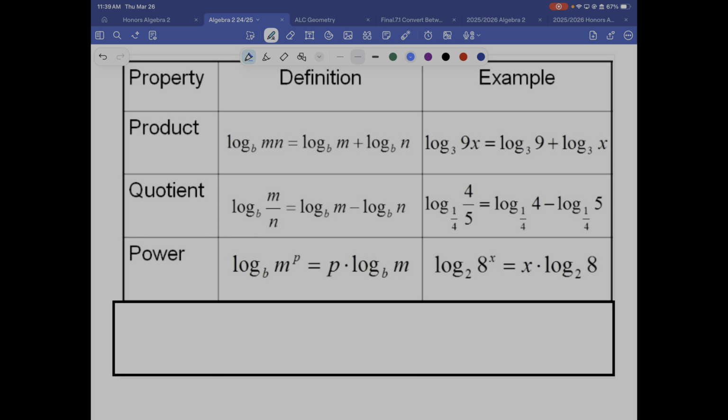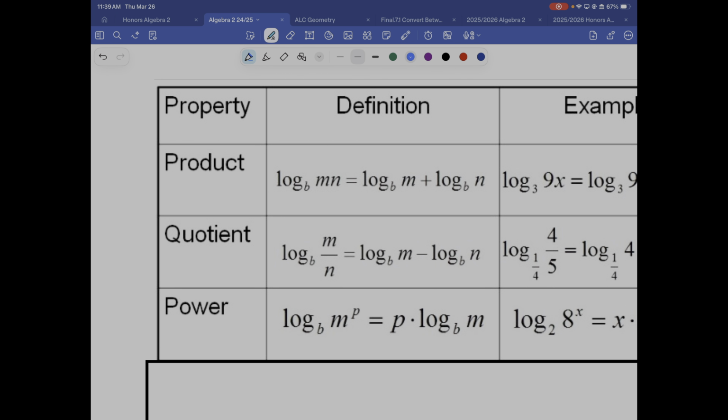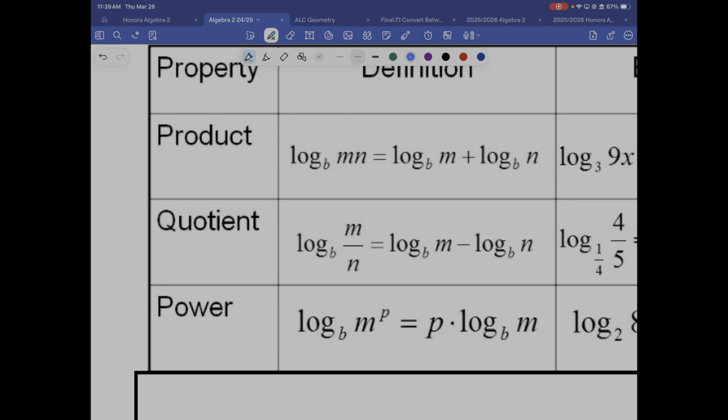So, product properties. 3 different properties and then examples of each, but we'll put the examples later. So, the product property says this: if I have log of b to the m times n, m times n just means you're multiplying those two things together.